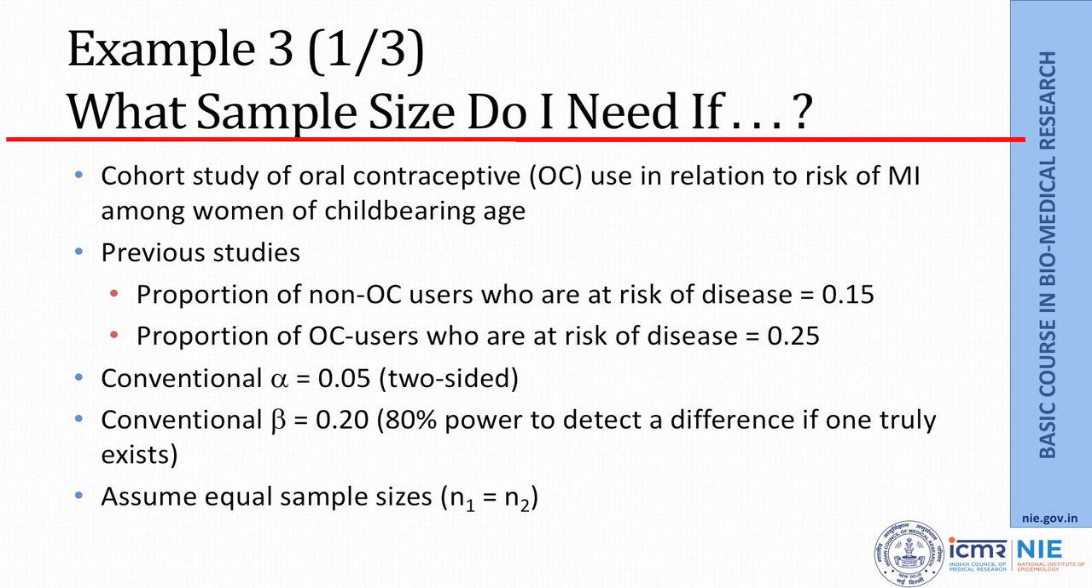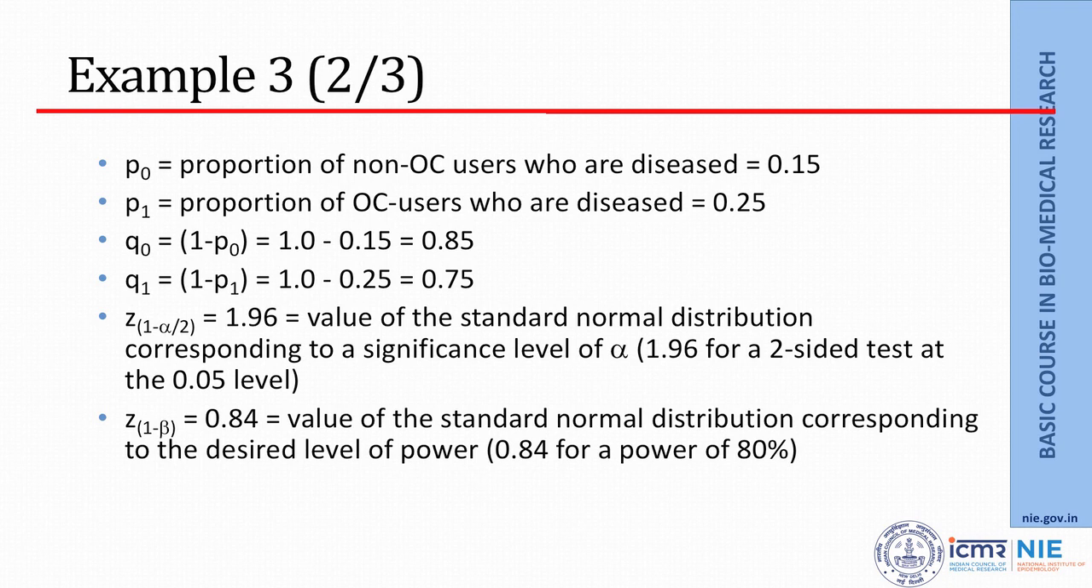The proportion of OC users who are at risk of disease is 0.25, and the conventional alpha is 0.05, and suppose the beta is taken as 0.20, that is you want 80% power to detect the difference if it truly exists, and assume that you are going to have equal sample sizes for your users and non-users.